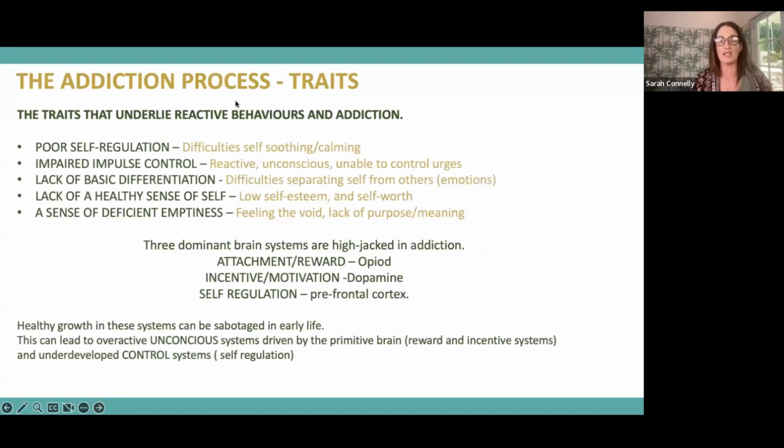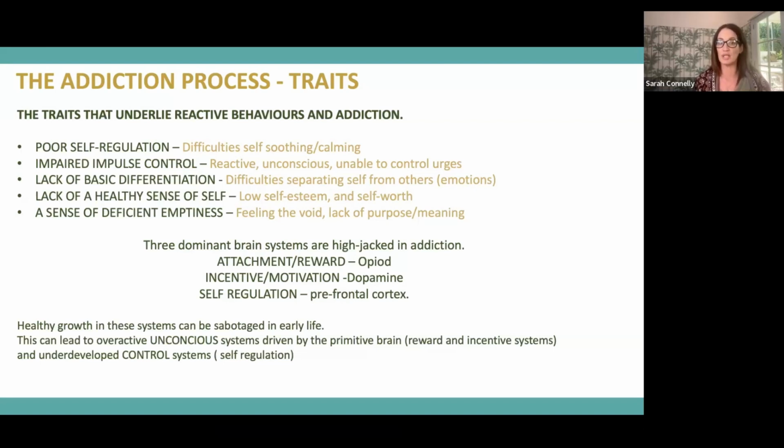The traits that underlie addictive behaviors include the inability to self-regulate. This means we have difficulties self-soothing and calming. We have impaired impulse control. We're very reactive. Lack of differentiation, meaning that we get caught up in other people's emotions and dramas. A lack of a healthy sense of self, leading to low self-esteem and self-worth. And sometimes a sense of a void, some kind of emptiness inside and lack of purpose and meaning.